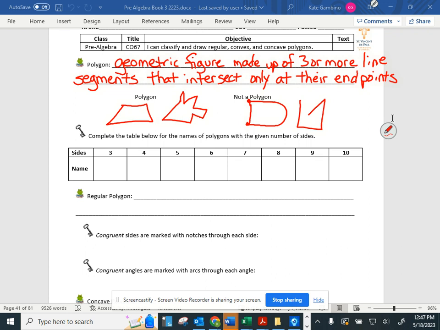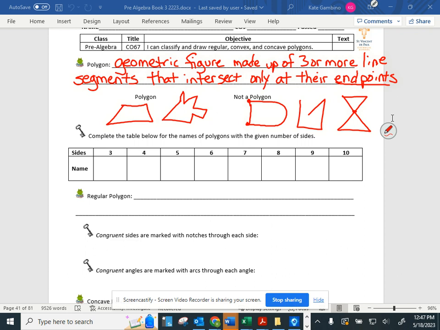Is that a polygon? No. Why not? It's not closed. No open. Straight lines, all closed up. Is that a polygon? No. Why not? Because it intersects in the middle. Polygons only intersect at their endpoints, so we can't intersect in the middle.